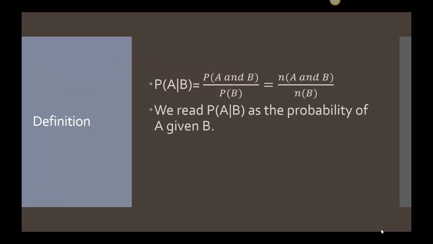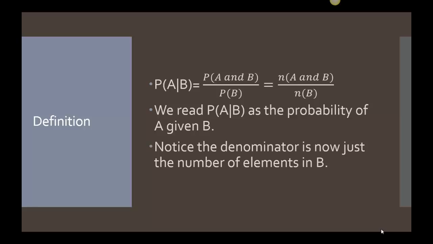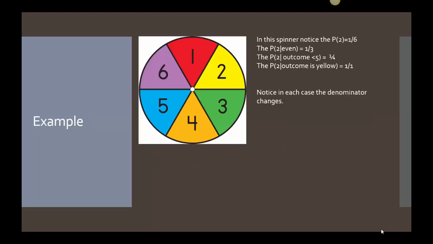So conditional probability, which we read probability of A given B, is the probability of A and B divided by the probability of B, or kind of easier, the number of times A and B occur over the number of times B occurs. Big thing here to notice is the denominator is just the number of elements in B. So we're not using the whole sample space anymore. Anytime I see the word given or I see that line to say conditional, I change the denominator. That's the big clue of what's going on here.